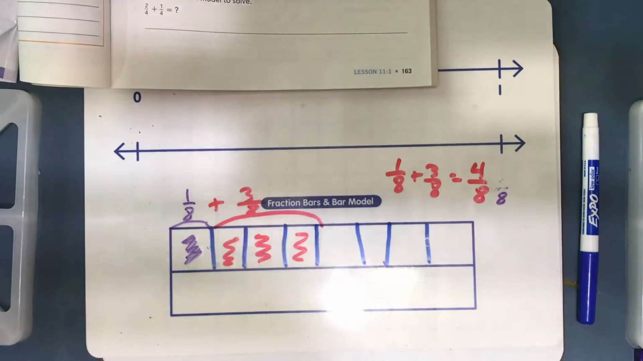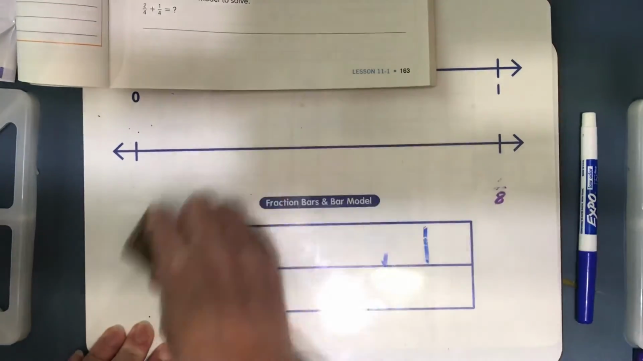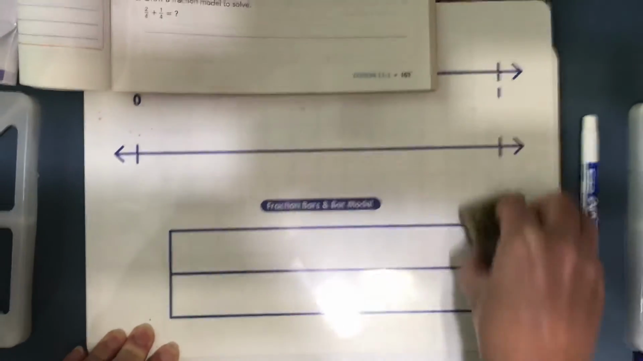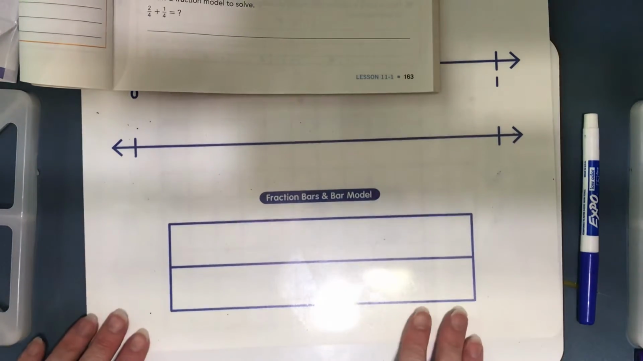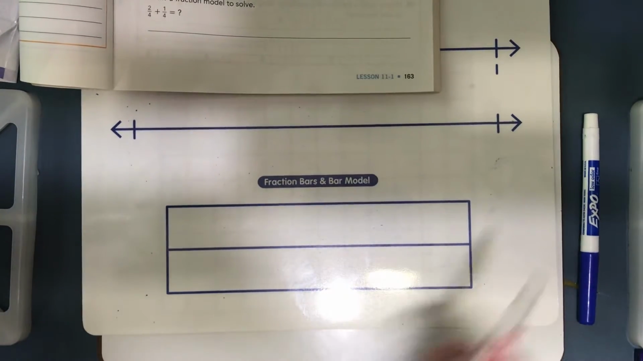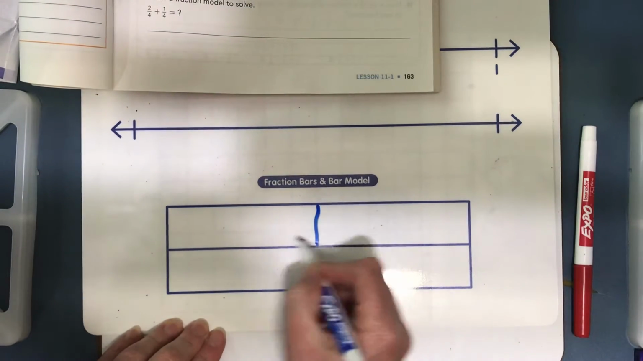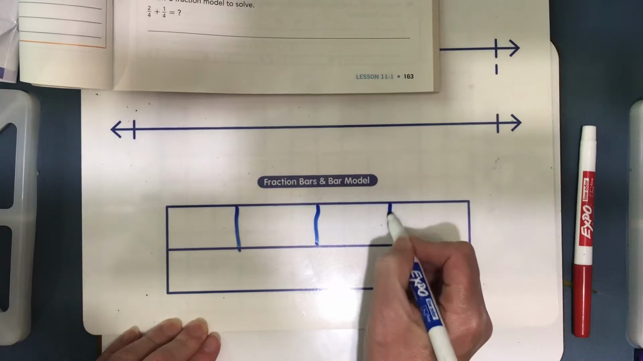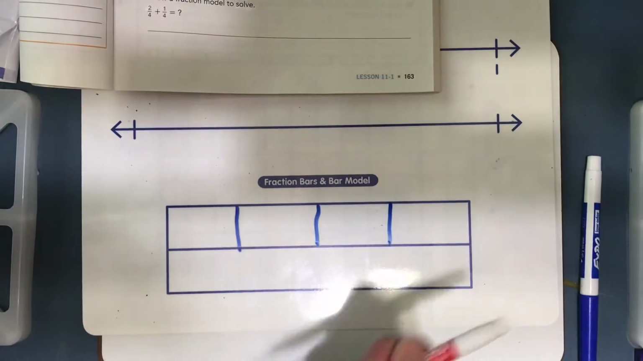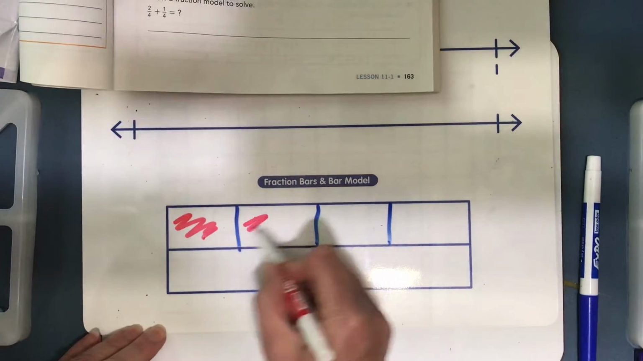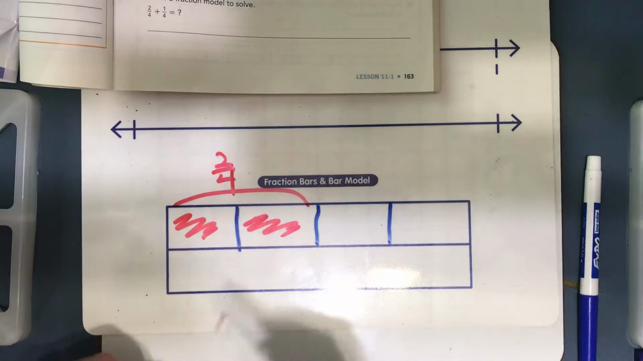And on number 3, it asks you to draw a model to solve 2/4 plus 1/4. So I'm going to use a model again. You're just going to draw a bar, draw a rectangle. Okay, I want to do 2/4 plus 1/4. So I need to have my bar divided into 4 sections. Okay, so I have 2/4 plus 1/4. So I'll shade in 2/4. Right there, that's 2/4.